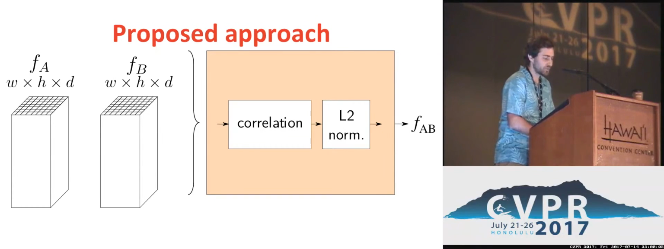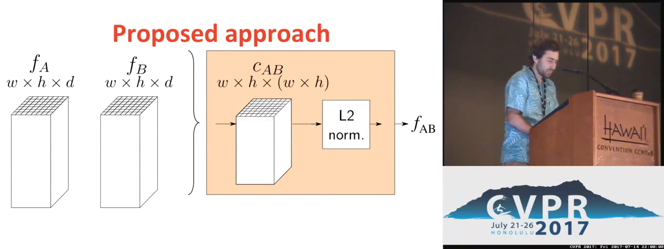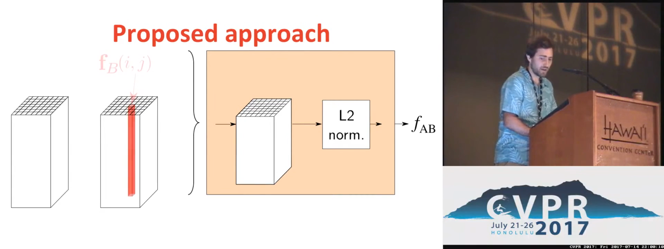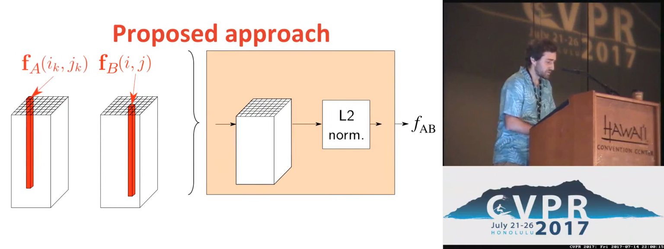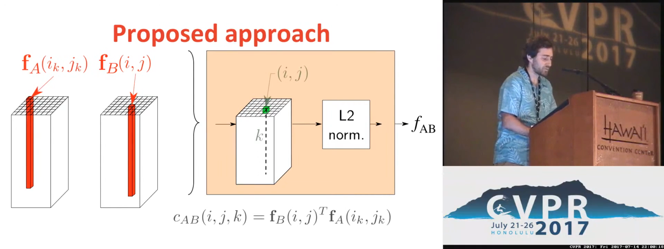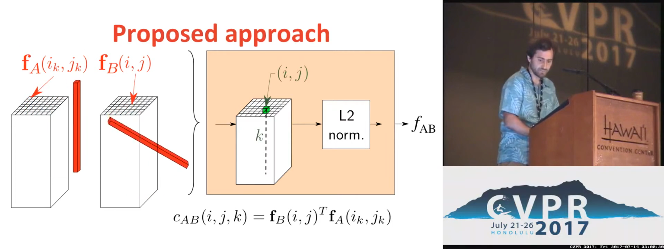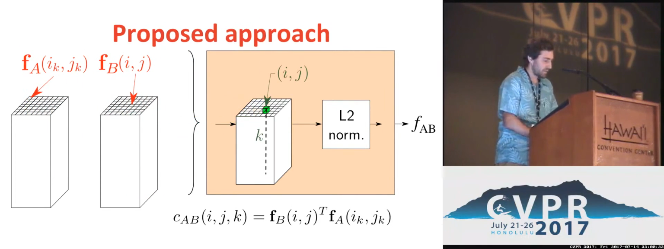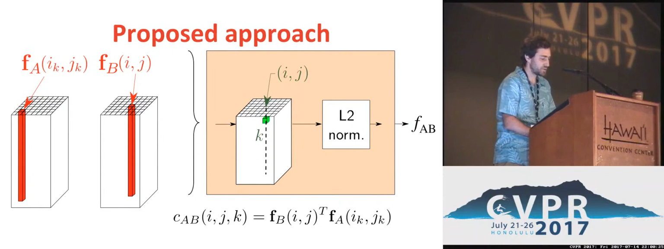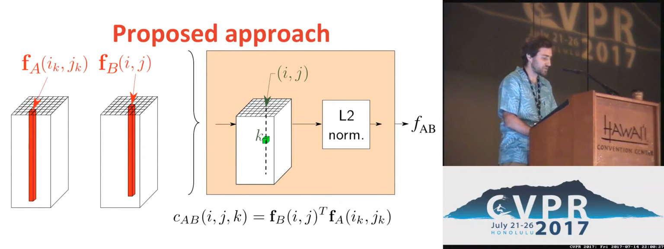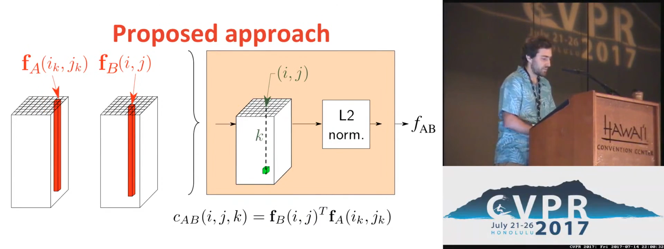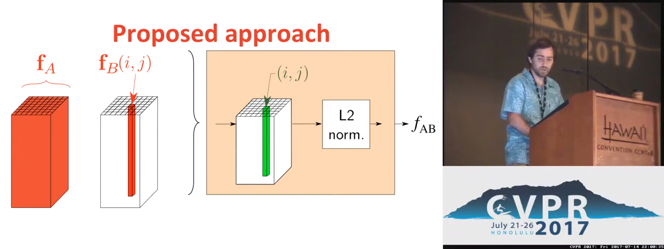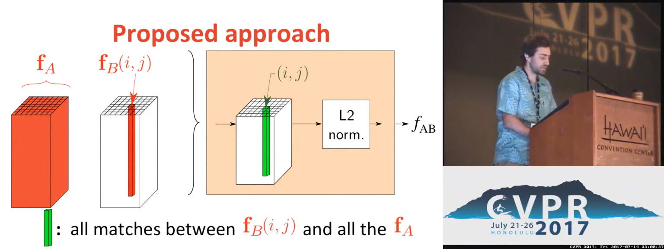Let's see how the correlation tensor is computed. Given the feature B at position ij and the feature A at position k, the correlation tensor at ijk is just the dot product between these two vectors. If we keep the feature B fixed and change the feature A, the computed matching scores are stored along the same column vector of the correlation tensor. Then, the full column vector, shown here in green, contains the matches between this particular FB and all the FA.